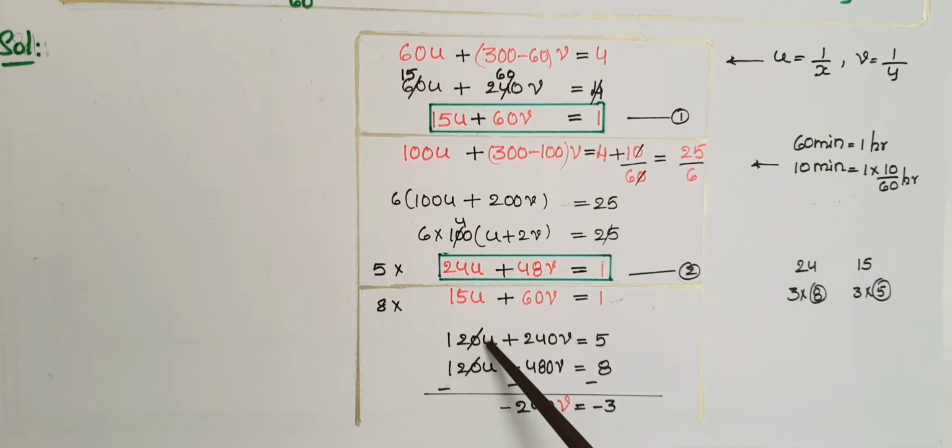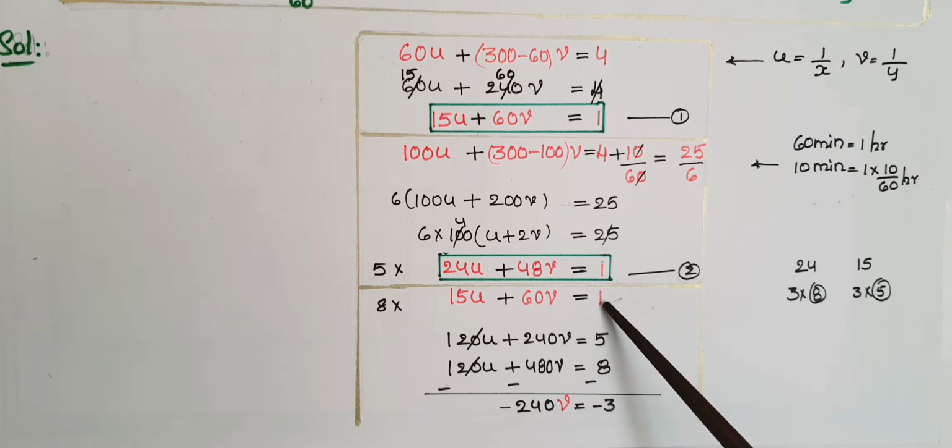Then you will get 120u. If you multiply with 5, then you will get 120u plus 240v is equal to 5 here. And if you multiply this equation with 8, then 120u plus 480v is equal to 8. Here you are multiplying with 8, so 8.